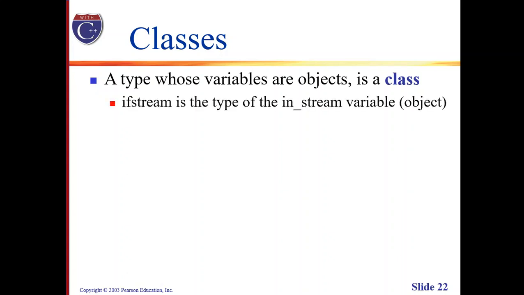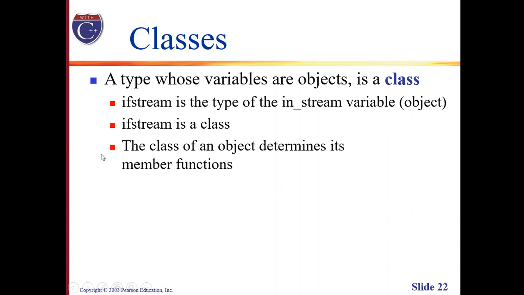A type whose variables are objects is called a class. That's just like what we did here. Okay, so ifstream is the type of the instream variable object. We declared this variable which we will use to contain the file which we will use as input. So this is actually an object variable which belongs to the ifstream class.